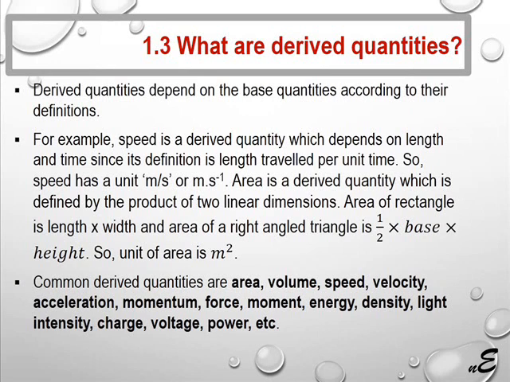Area is a derived quantity which is defined by the product of two linear dimensions. Area of a rectangle is length times width, and area of a right angle triangle is half into base into height. So the unit of area is meter squared. Common derived quantities are area, volume, speed, velocity, acceleration, momentum, force, moment, energy, density, light intensity, charge, voltage, power, etc.